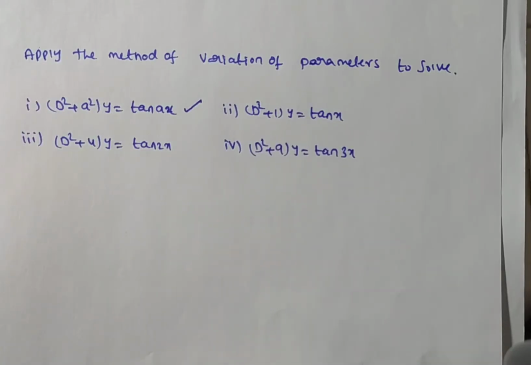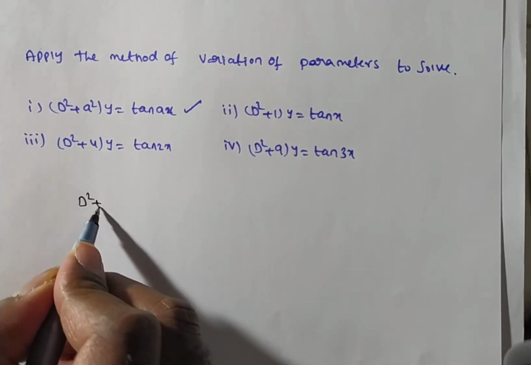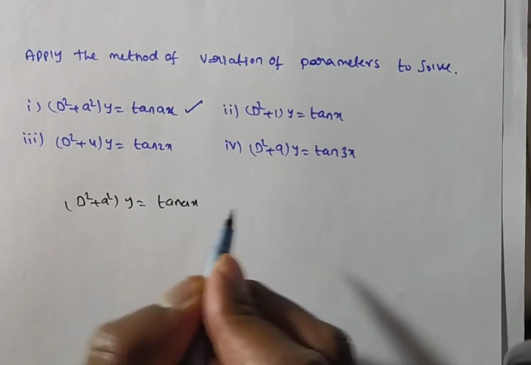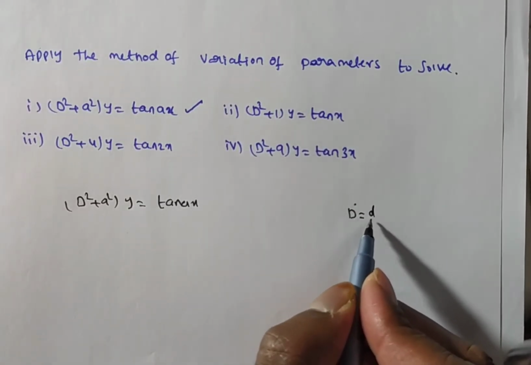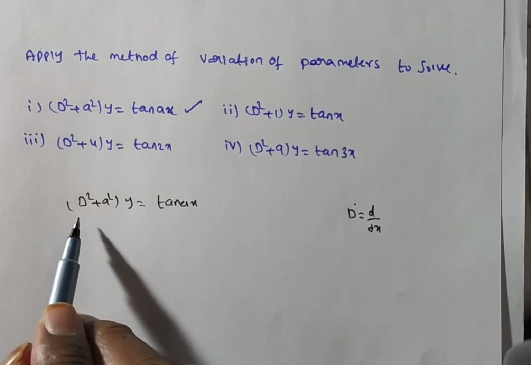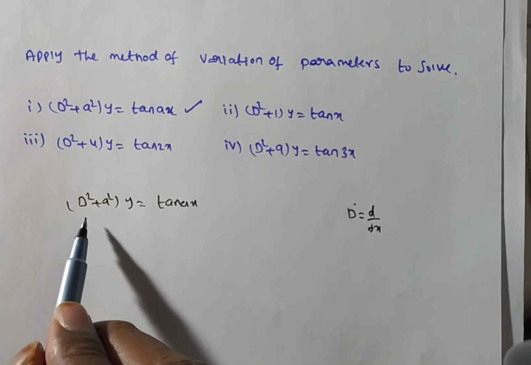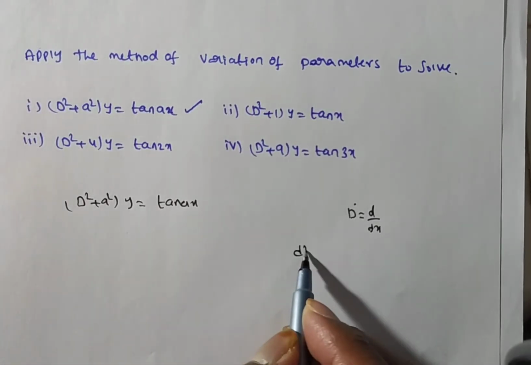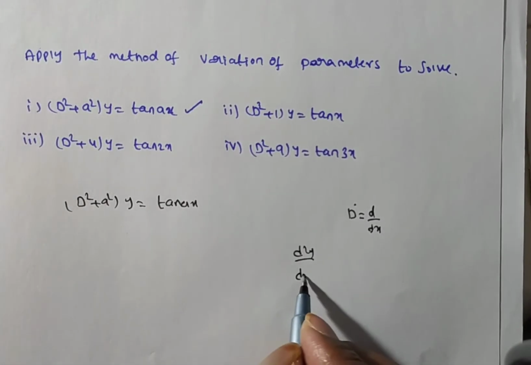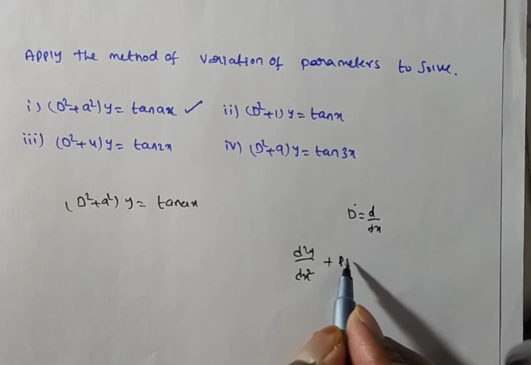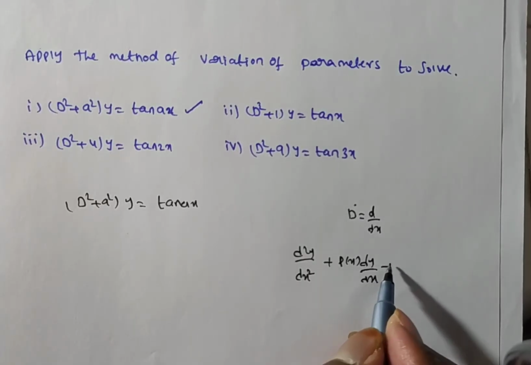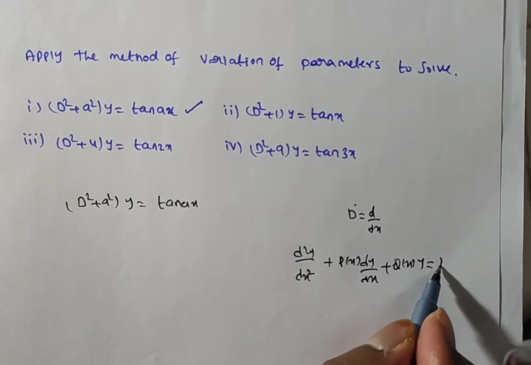Coming to the first problem, the given one is (D² + a²)y = tan ax, where D is called a differential operator, denoted by d/dx. This is a second order linear differential equation with constant coefficients, and it is in the standard form. To solve by variation of parameters, we have to convert the given differential equation to this form: d²y/dx² + p(x) dy/dx + q(x) y = r(x).